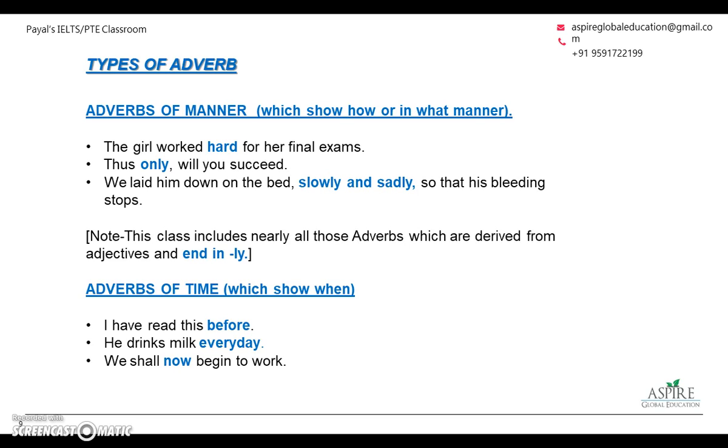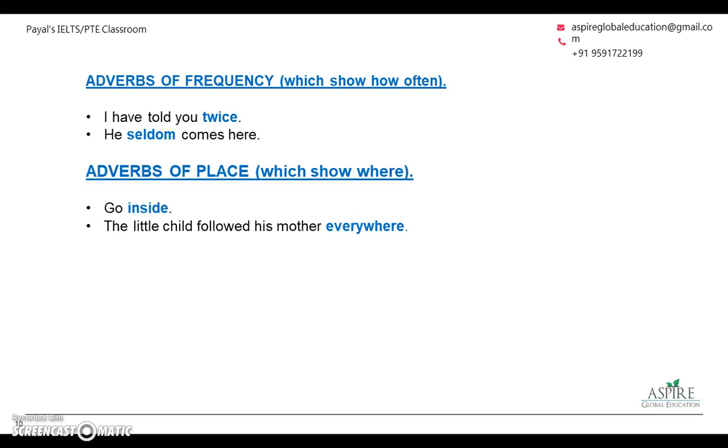The next is adverbs of time, which show when. I've read this before. When did you read this before? So you ask yourself the question when for the action, and the answer that you get would be the adverbs of time. He drinks milk every day. When does he drink milk? Every day. We shall now begin to work.